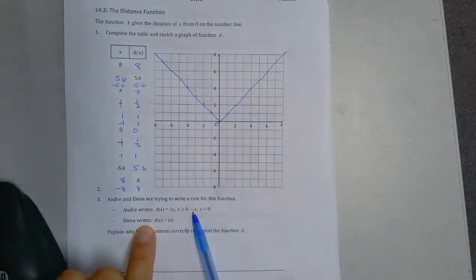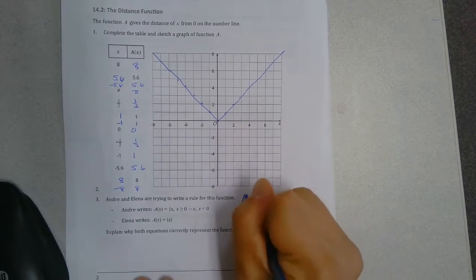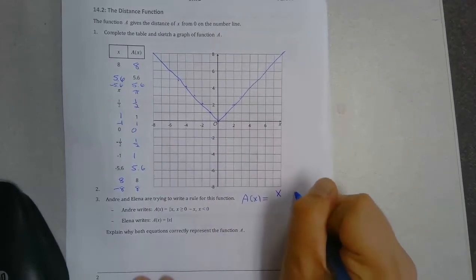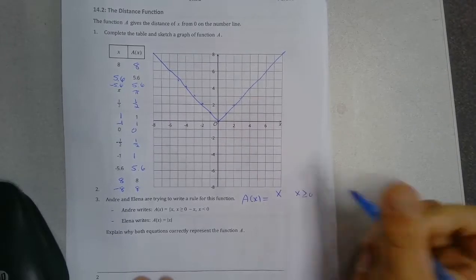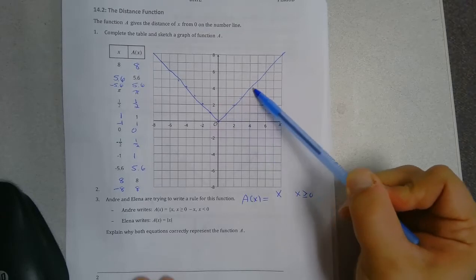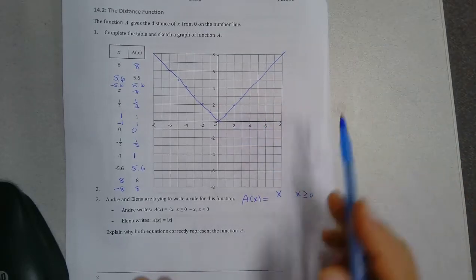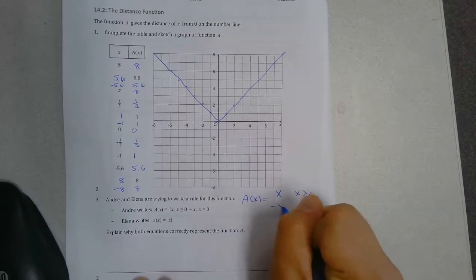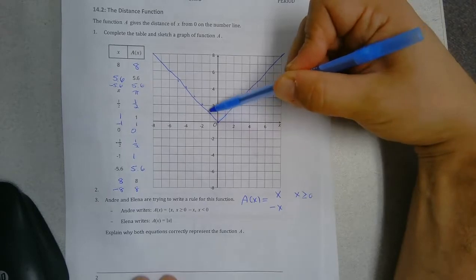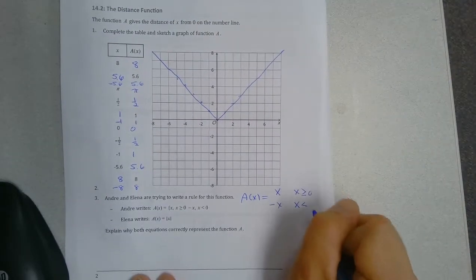Andre could write this as a piecewise function. So Andre wrote the function a of x is equal to x if x is greater than or equal to 0. So if you notice, this is the function y equals x, or the line y equals x. And then a of x could be negative x. This line is the function y equals negative x. And we could do that if x is less than 0.